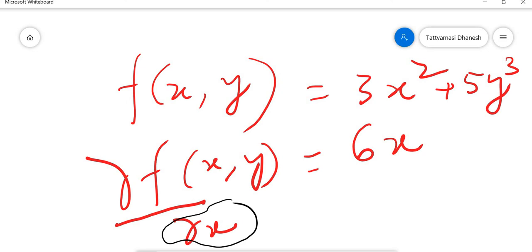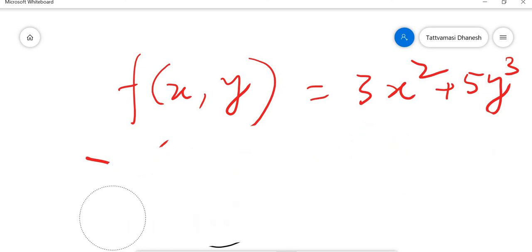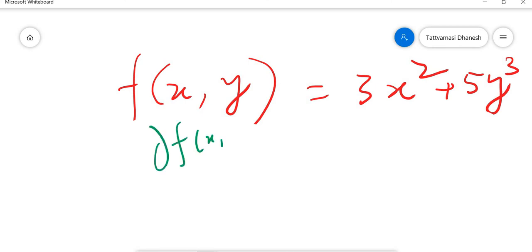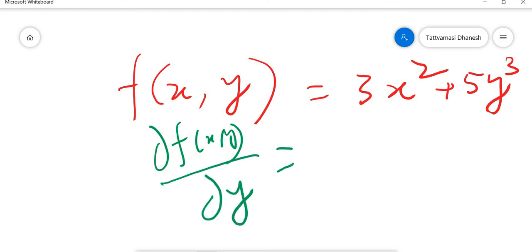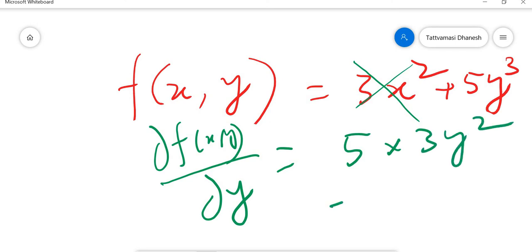In the same way, you can differentiate the same function with respect to y as well. You write dou f of x y with respect to dou y. At that time, x is a constant and the first term disappears, because its derivative is 0. The derivative of 5y cubed is 5 into 3y square, that is equal to 15y square.